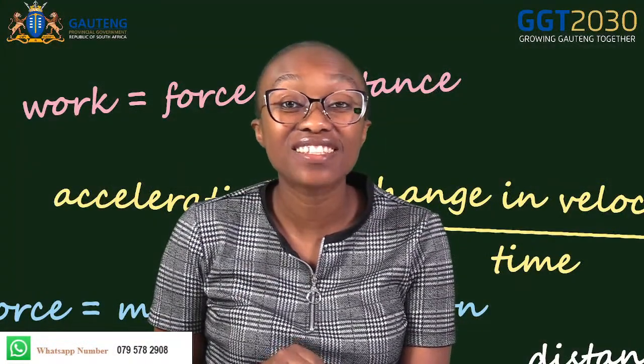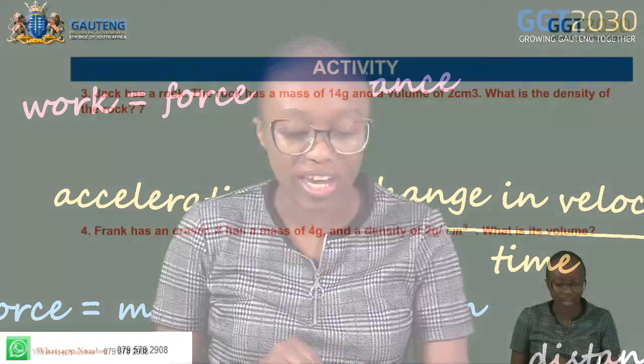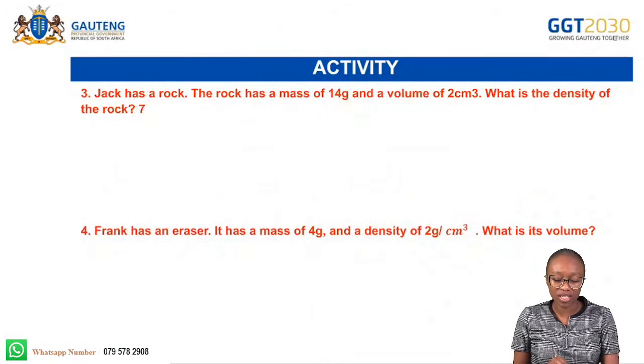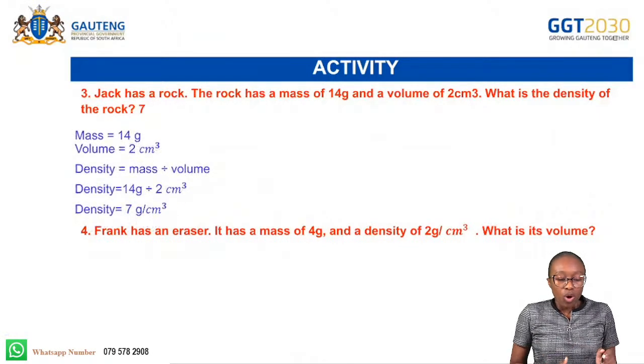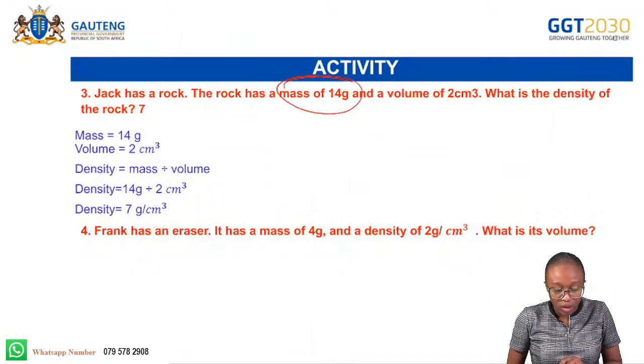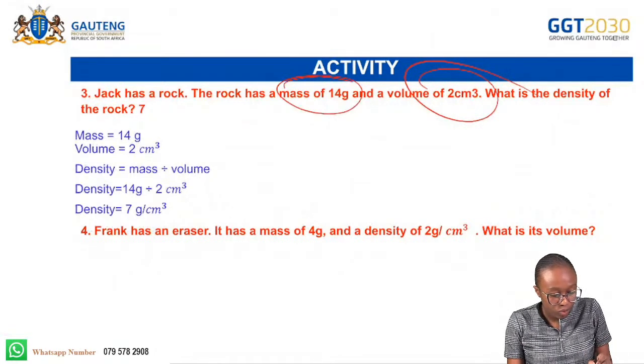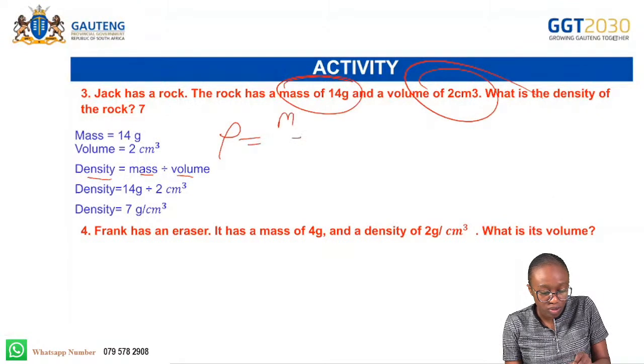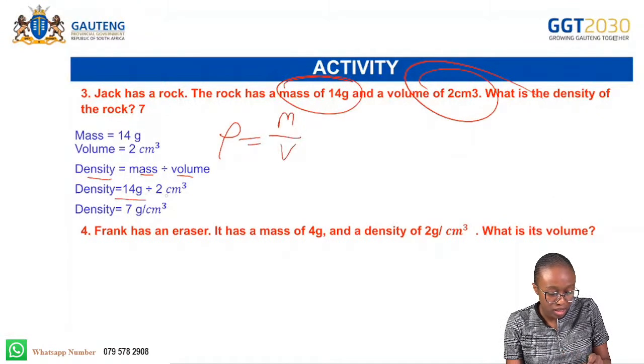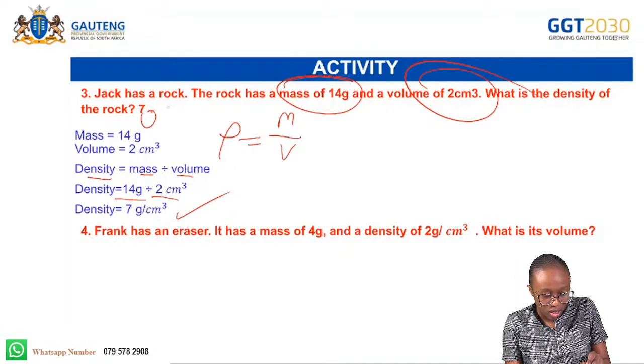Welcome back, learners. Let's answer question 3 and question 4. Jack has a rock. The rock has a mass of 14 grams and a volume of 2 cubic centimeters. What is the density of the rock? What is the mass? The mass is 14 grams. What is the volume? The volume is 2 cubic centimeters. Now, we use the formula: density is equal to mass divided by volume. So we say mass divided by volume, and then we'll end up with 7 grams per cubic centimeter.